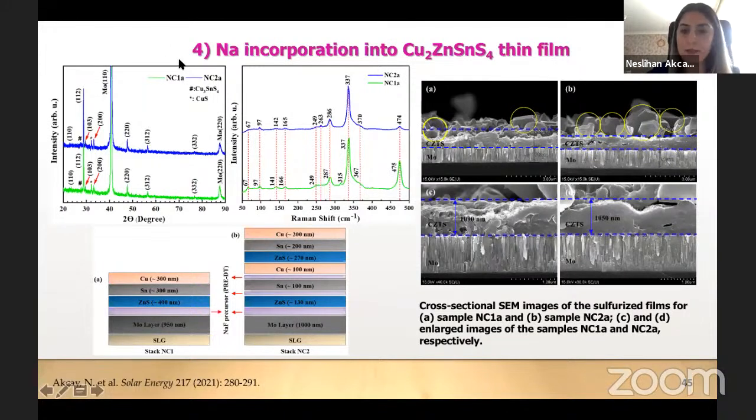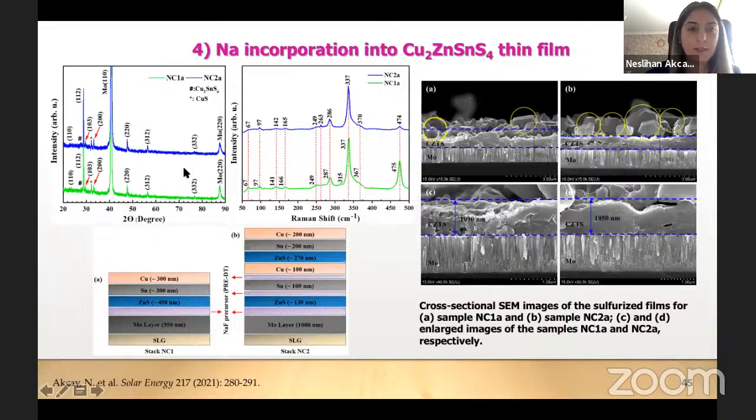In this study, I can say that when you put sodium fluoride precursors among the precursors stack, we obtained better results. Here you see from the cross-sectional image that the secondary phases on the surfaces of the film increased in the second stack.